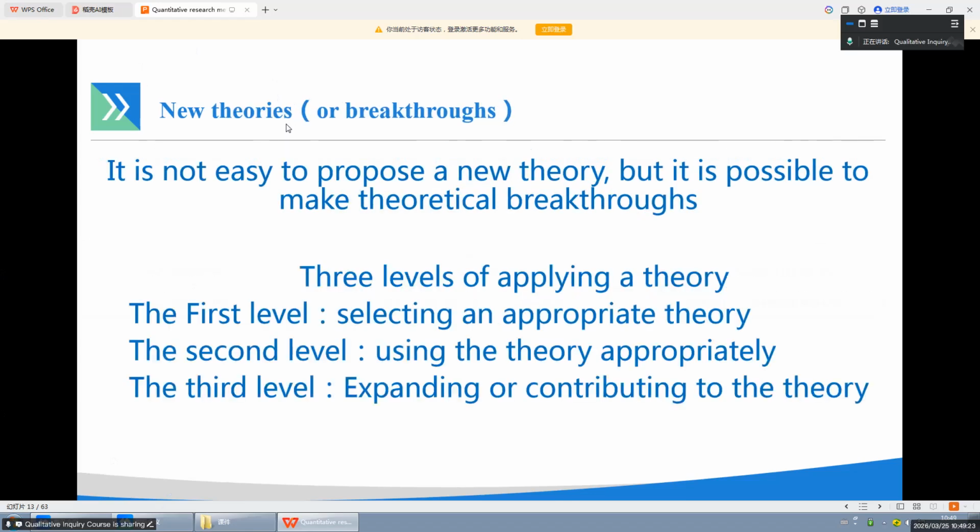Now I want to focus on theoretical contributions. This is really important. Also, it may be highly challenging for us to propose a new theory. It's challenging, right? But if we can use theories appropriately and make contributions to the theory, that's good.